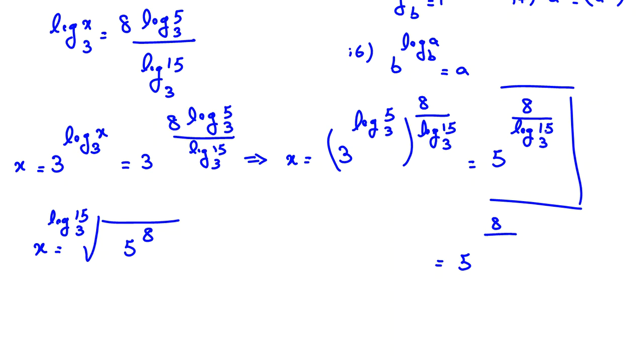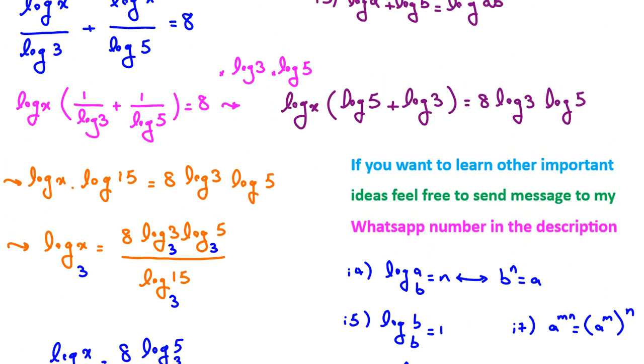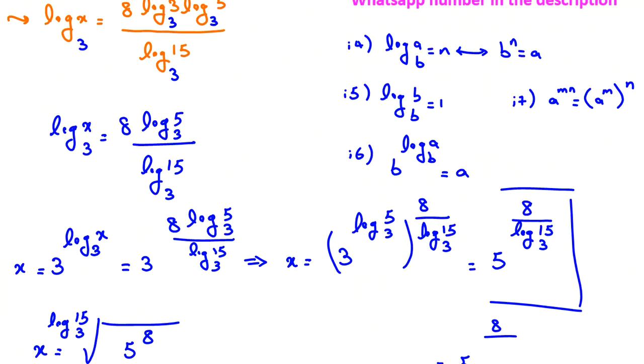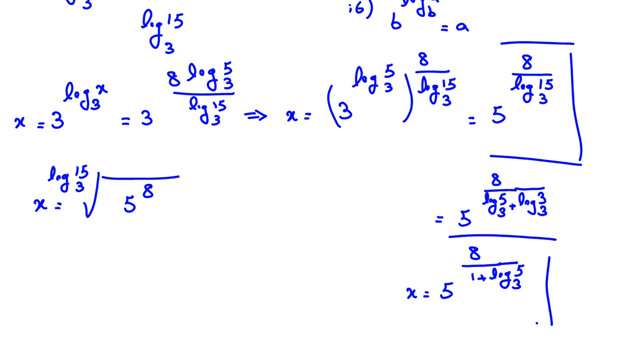You can write 15 as 3 times 5 by using identity 3. We can write it as log 5 to the base 3 plus log 3 to the base 3 instead of 15. And we know log 3 to the base 3 is 1, so 5 to the power of 8 over, let me write this, it's 1 plus log 5 to the base 3. Also, it is our answer.